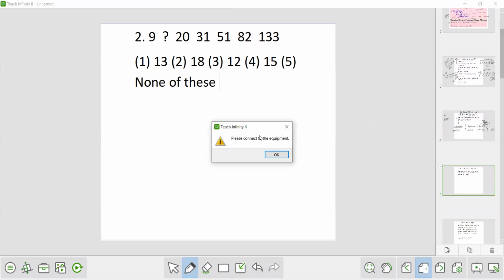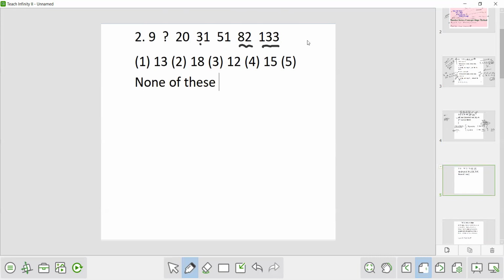Now move to the second question. Here the question is 9, then the missing number, then 20, 31, 51, 82 and then 133. Now how will we attempt the question? We will first look at the greater number. The greater number is 133. The number before 133 is 82. Is 133 two times, three times, or four times of 82? No, it is not like this.